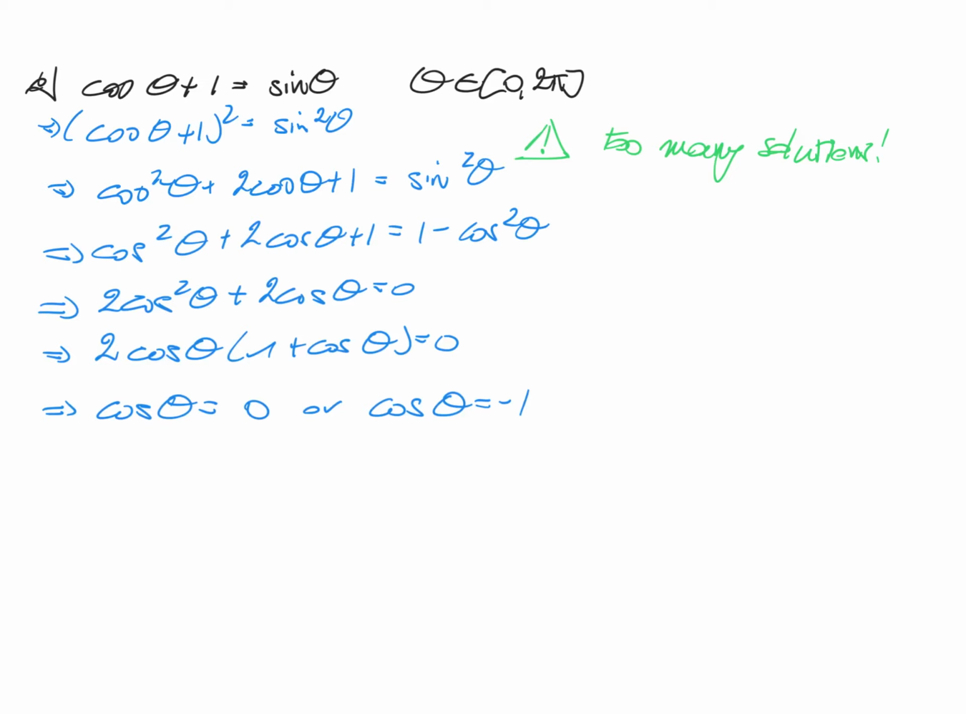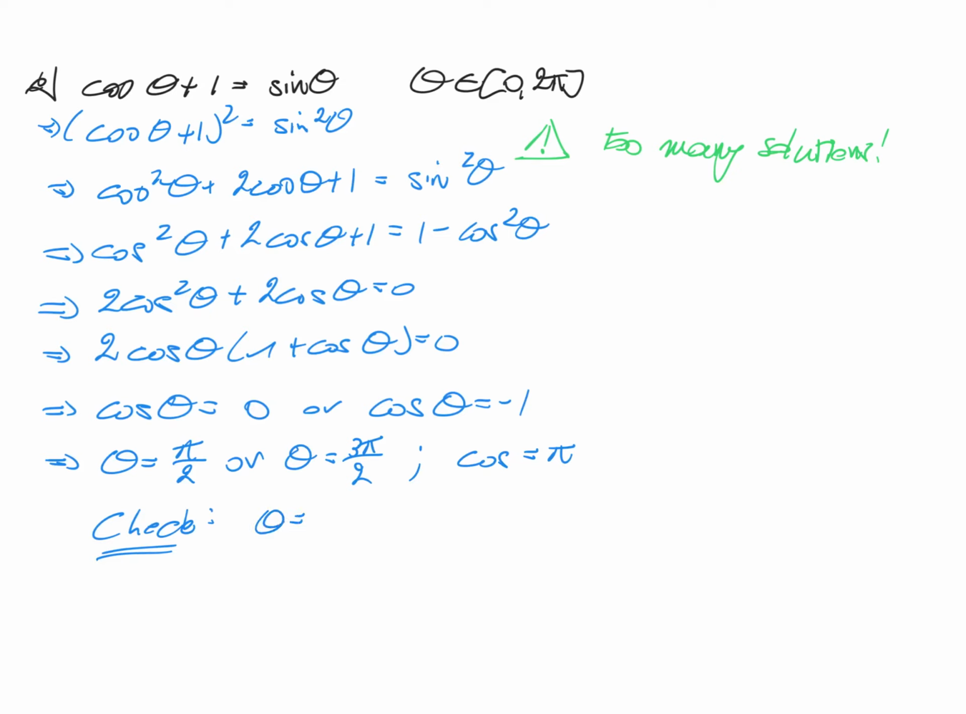Because our solution space is limited, we find the following solutions. Cosine theta equals to 0 means that theta is either pi over 2 or theta is 3 pi over 2. Cosine of theta is minus 1 means that theta is pi. And then we have to check these solutions. So we have to check if the solutions that we found at the end are also solutions of the initial equation. So check the solutions one by one by plugging them into the equation.